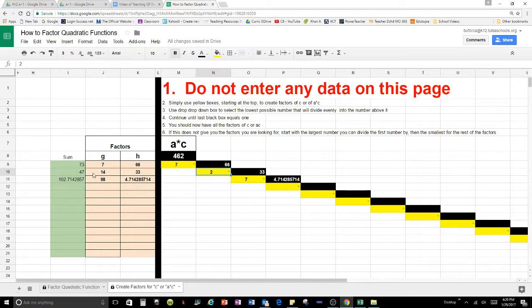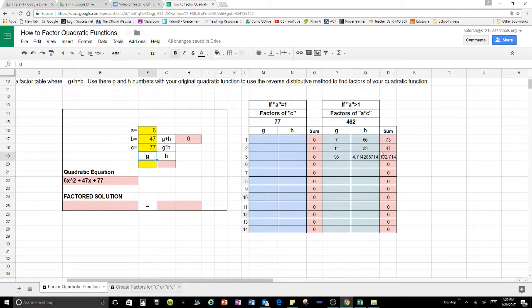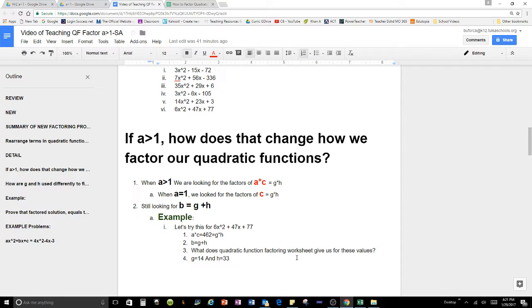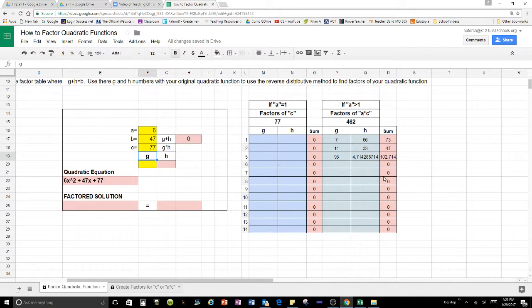So the numbers that we want are 14 and 33. G equals 14 and H equals 33. As you can see, that gives us 47, which is what we want here. B equals G plus H equals 47, and G times H equals 462. Okay, so let's go back here. We saw that G is equal to 14 and H is equal to 33. And that's what we got here.